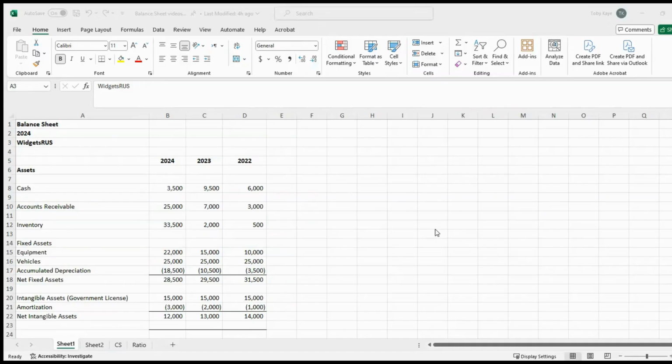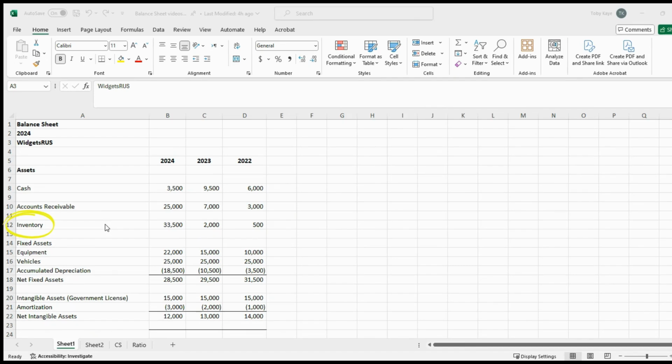Hi. Today we're going to talk about the balance sheet of Widgets R Us. So if we're looking at the geography of the balance sheet, usually cash is at the top. And then we have accounts receivable, the invoices that have been sent to customers for products delivered that have not been paid yet. And then we have inventory.